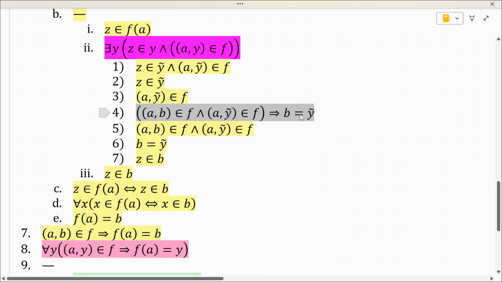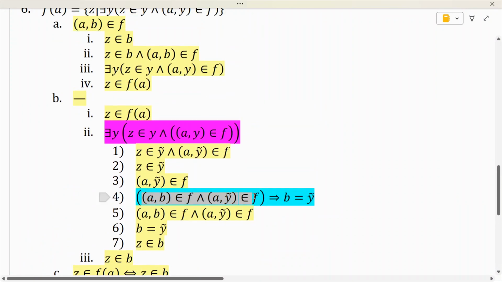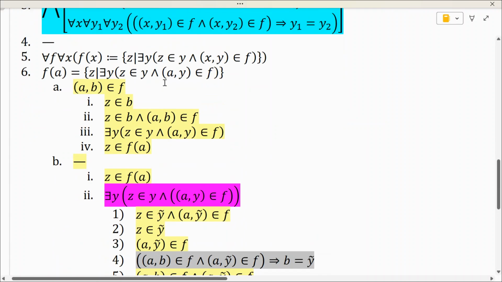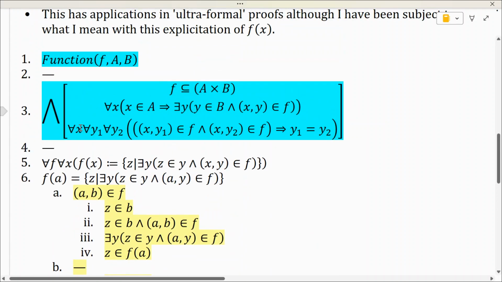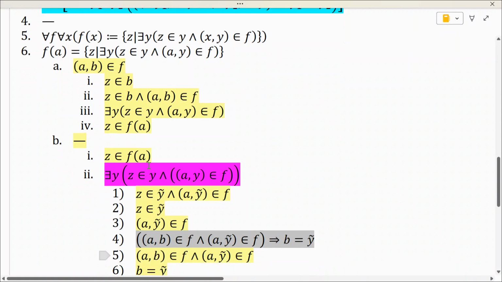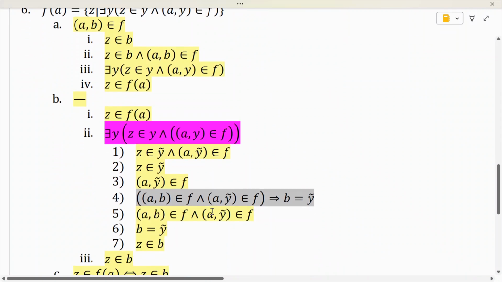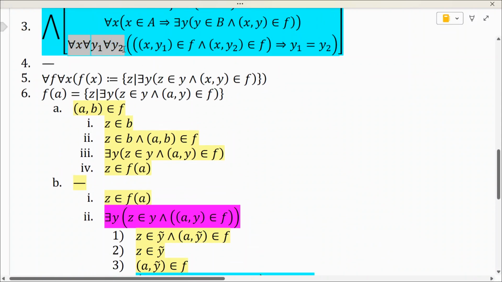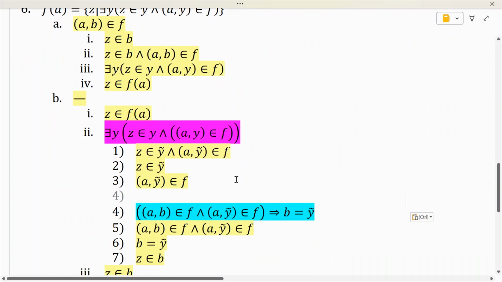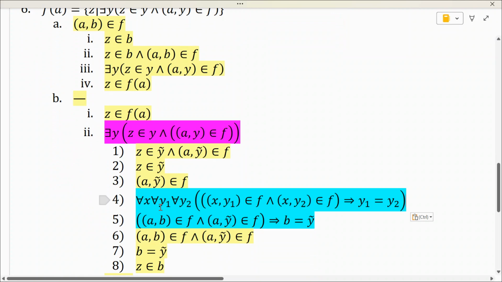Where is this coming from? It's coming from F2. This is F2. Forgive me, I didn't write the quantifiers in the way that I guess you should do. So that's sort of what we're doing here.